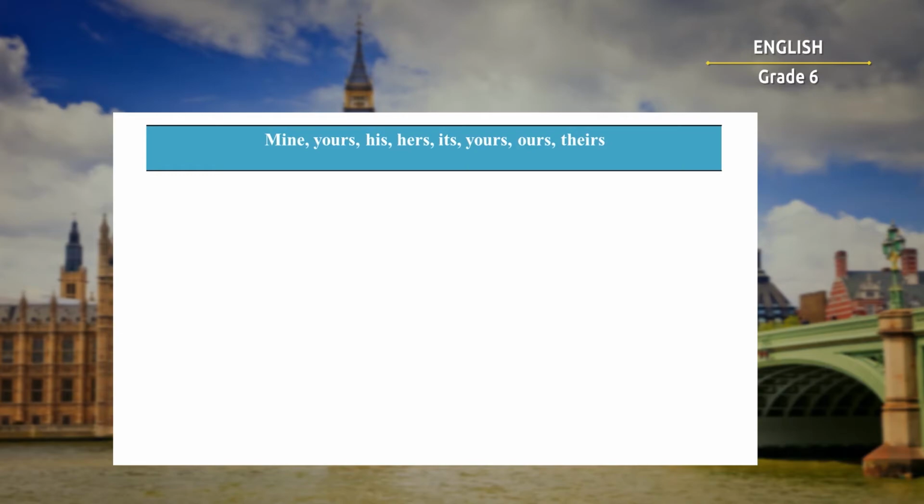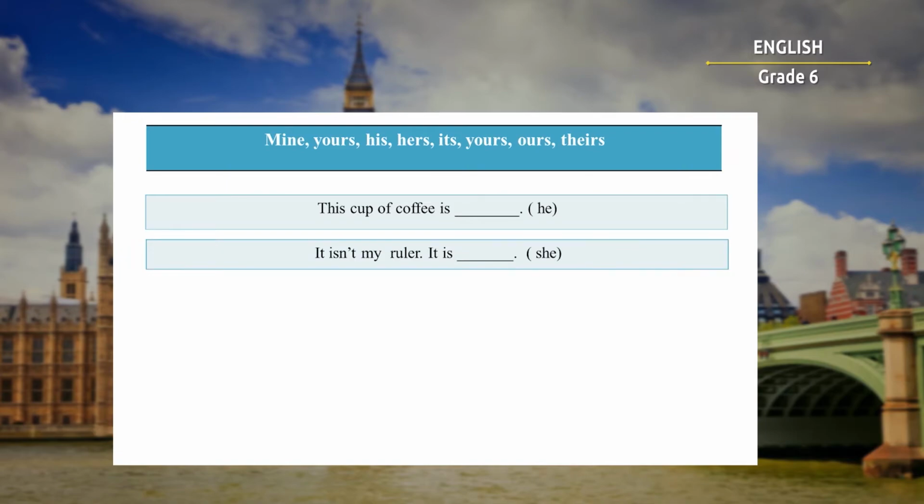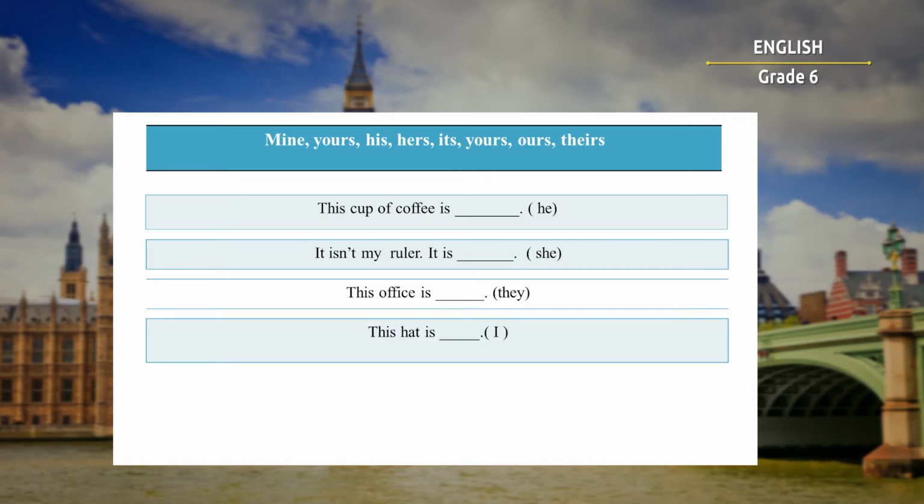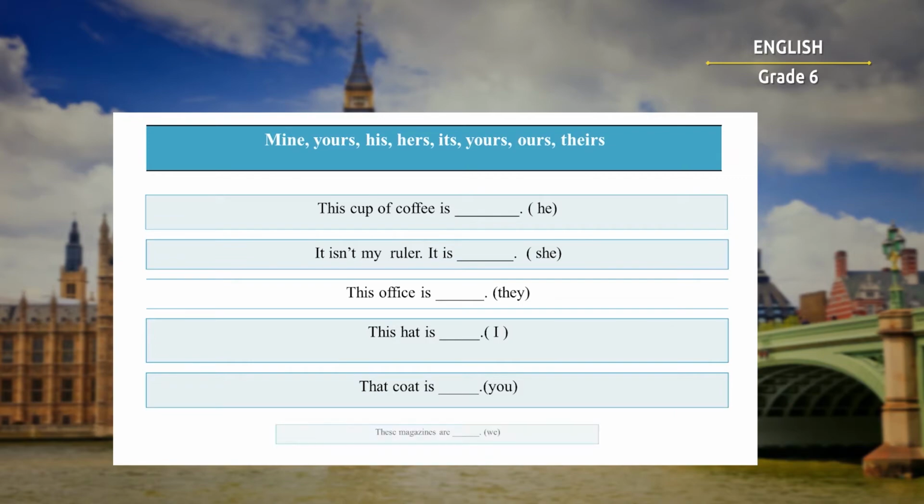The next task for you is to transfer the personal pronoun in the brackets to the possessive pronoun as we did earlier. This cup of coffee is, it isn't my ruler, it is, this office is, this hat is, that coat is, these magazines are.